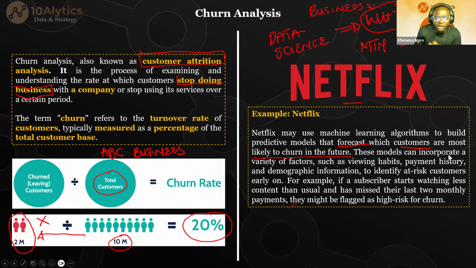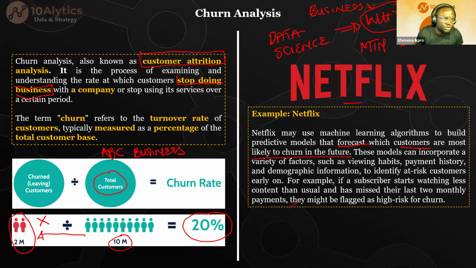So you see, these models can incorporate a variety of factors, like viewing habits. If your viewing habits reduce drastically over a period of time, you would see that will trigger it. It could be payment history, it could be demographics, to identify the risk of a customer early and so on. For example, if a subscriber starts watching less content than usual and has missed their last 2 months' payment, they might be flagged as high risk for churn.